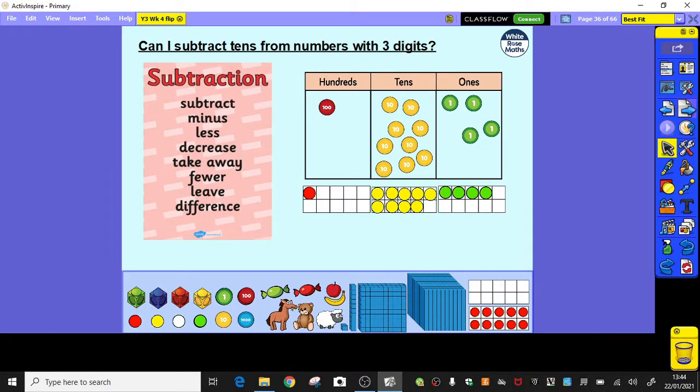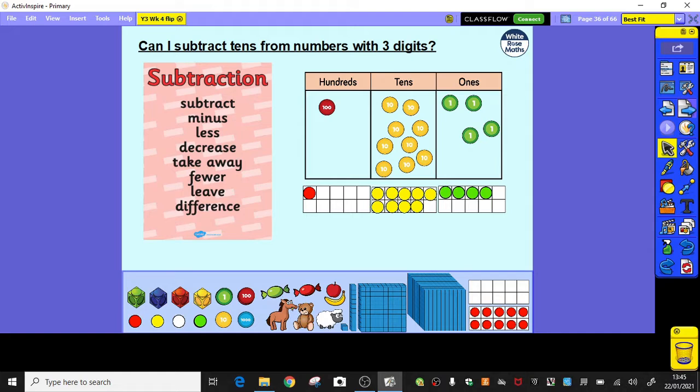So our mental quickfire starter today, we are going to be subtracting tens from numbers with 3 digits. We've been adding tens to numbers with 3 digits in the last couple of days, but today we're going to have a look at what happens when you subtract.